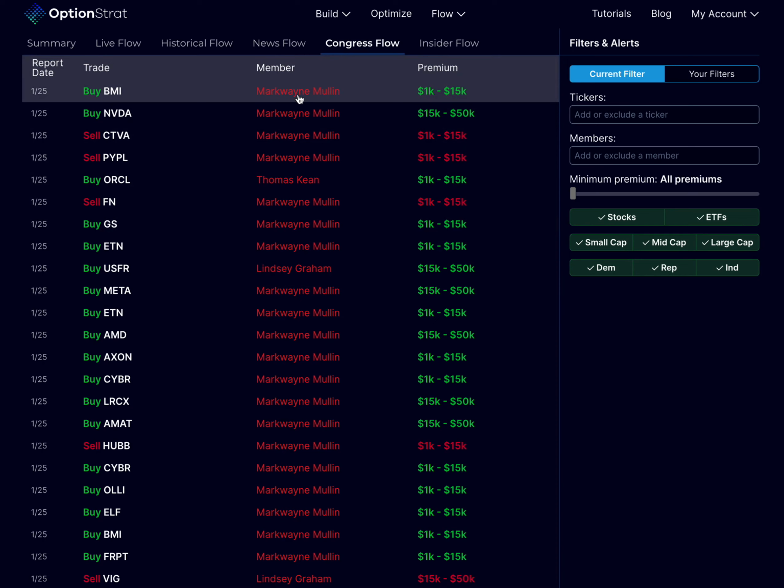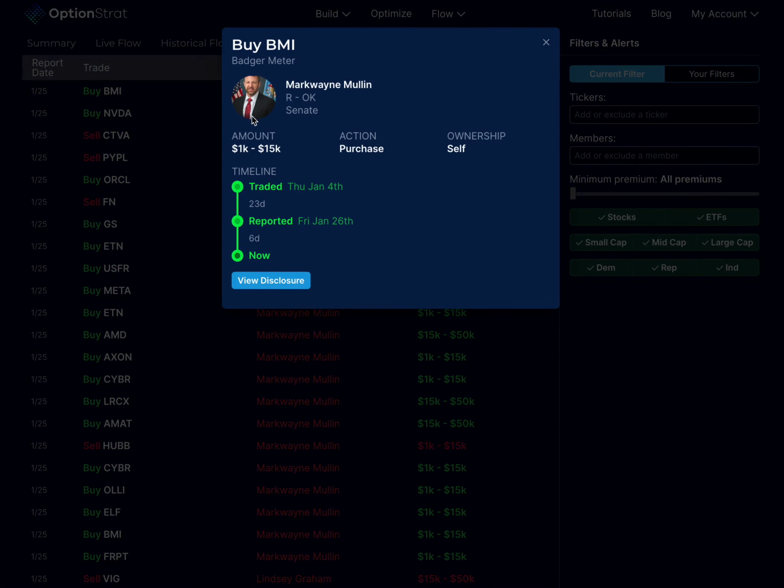If I want to see more details about any of these, I can click, and it will show me who he is, Republican out of Oklahoma, the amount of money he spent, that he purchased these, the date the trade took place, as well as the date it was reported. Something to keep in mind, particularly with congressional trades and insider trades that we're going to cover in just a minute: these are not required by law to be reported for 45 days. So it's important to see this timeline and understand when the trade actually took place.